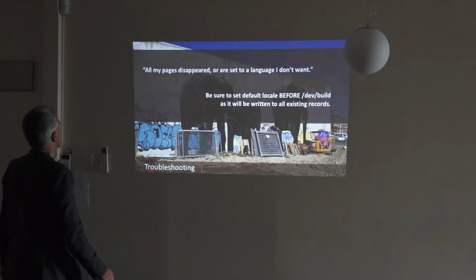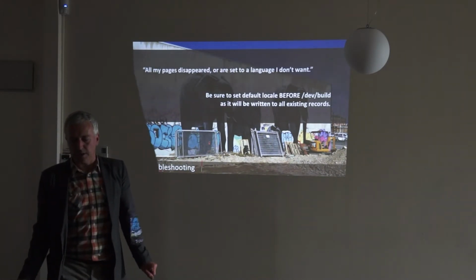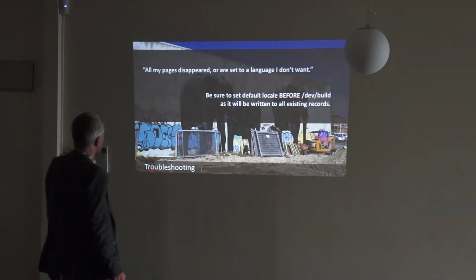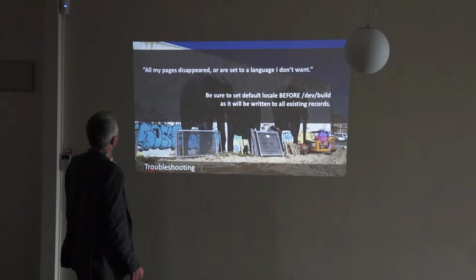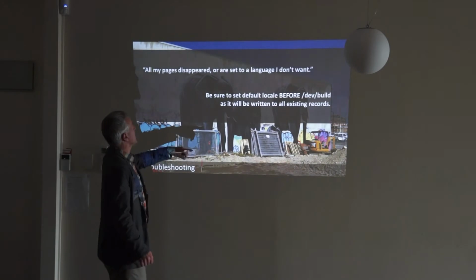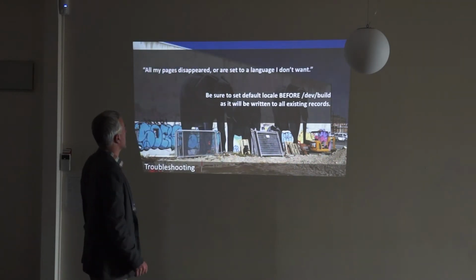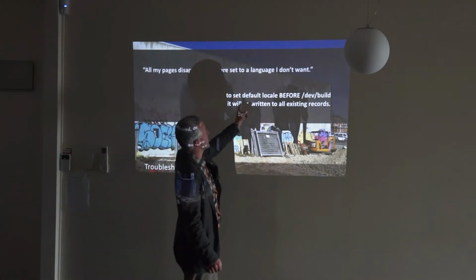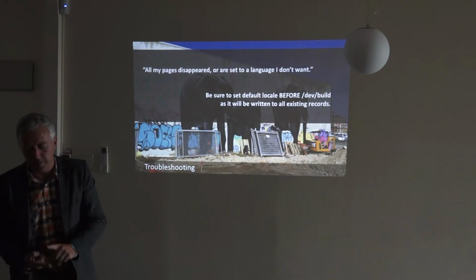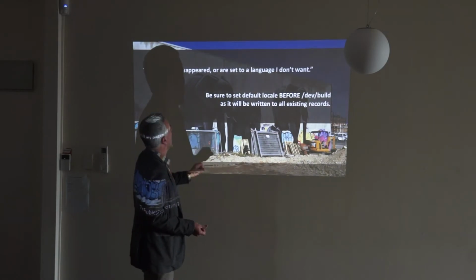So I've got a little bit of troubleshooting, and I'm certainly far from an expert in Translatable, but these are a couple of issues that I've come up with. The most obvious one, I think, is all your pages have disappeared, or your locale setting is just wildly wrong. The steps that we went through earlier were in a specific sequence, and if you don't do them in that sequence, then you do get this problem.